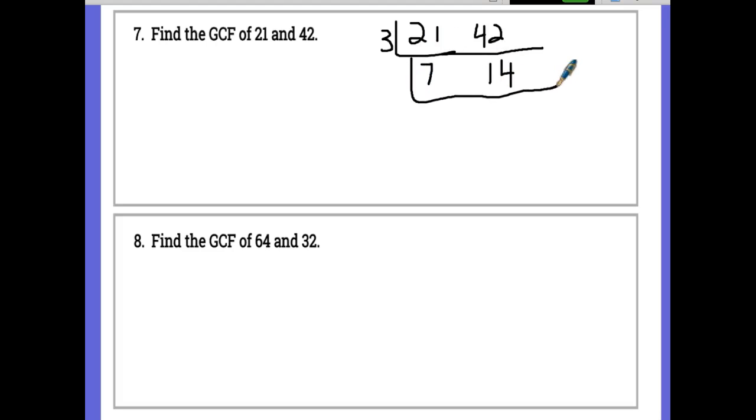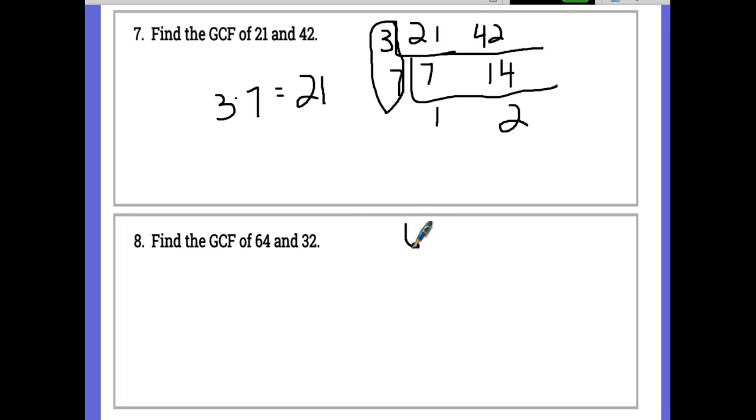I'm going to add my next ladder. And 7 times 1 is 7. 7 times 2 is 14. Circle the numbers on the left. I'm going to multiply 3 times 7. And 3 times 7 is 21. And my greatest common factor for 21 and 42 is 21.